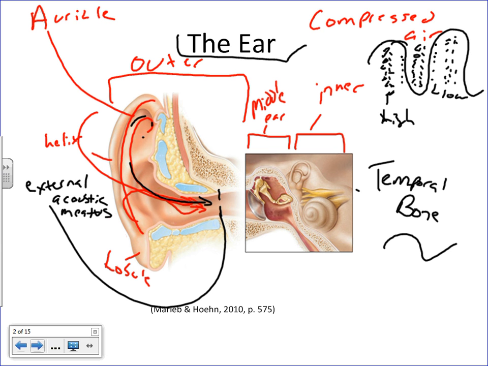So now that compressed air is funneled through the external acoustic meatus, it's going to travel down. You all know what this is. This is the ear canal.